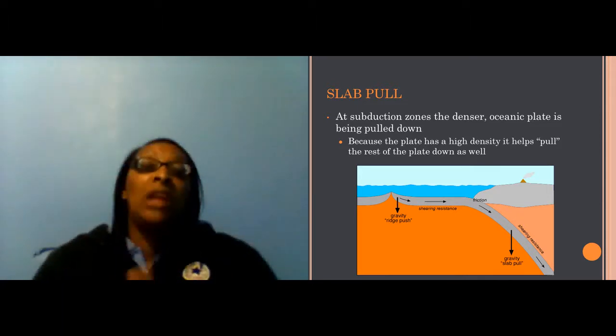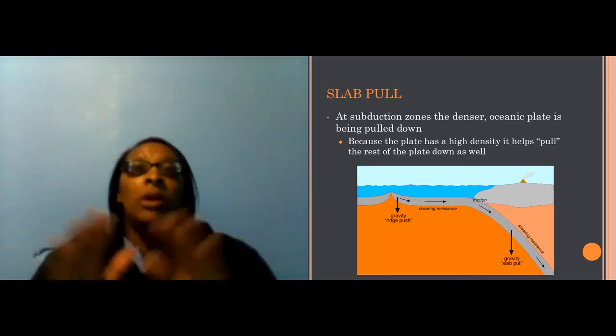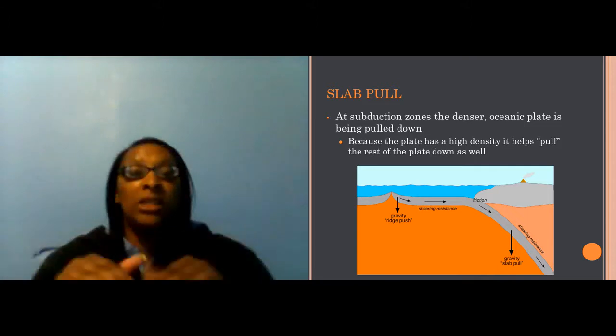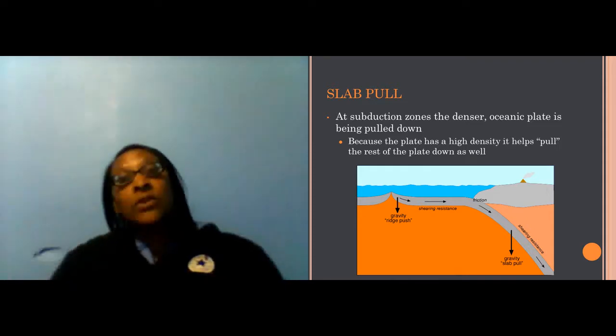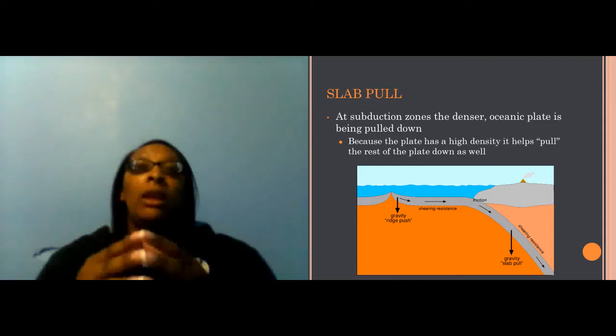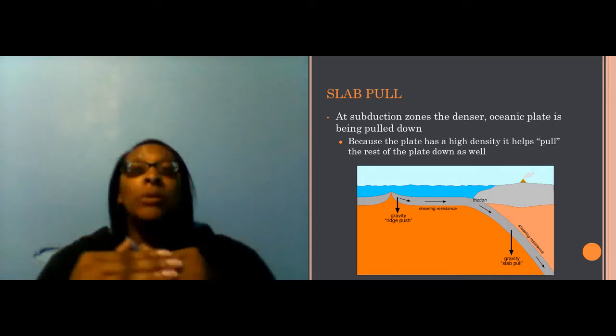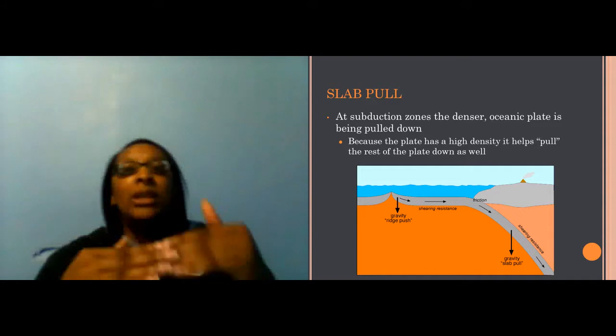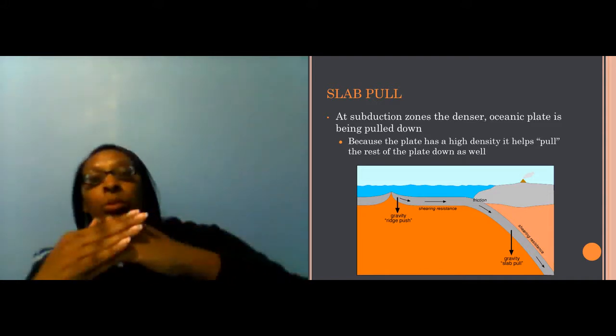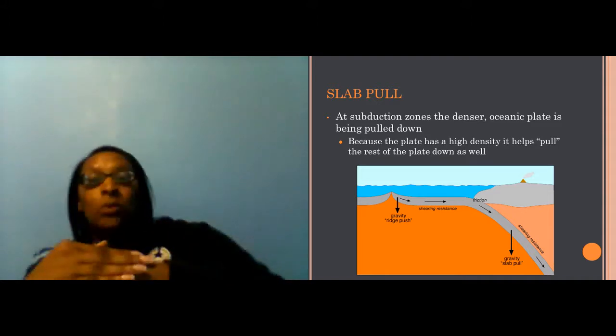So now you have a slab pull. So we saw where we have our ridge push, because the ridges are created at divergent plate boundaries. What's pushing them? The slab pull is happening at a convergent plate boundary. Okay? And at the convergent plate boundary, I want you to think about the fact that one plate is more dense than the other plate. Whatever it is, the denser plate always wins out. So because the plate is denser, it helps pull the rest of the plate down with it.